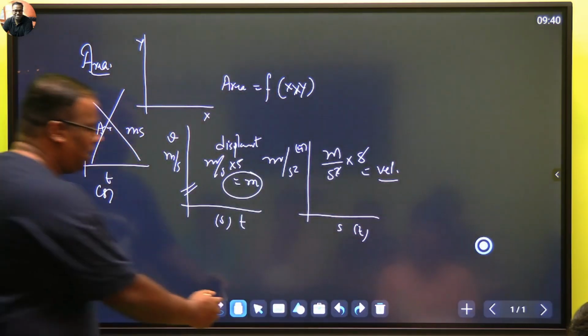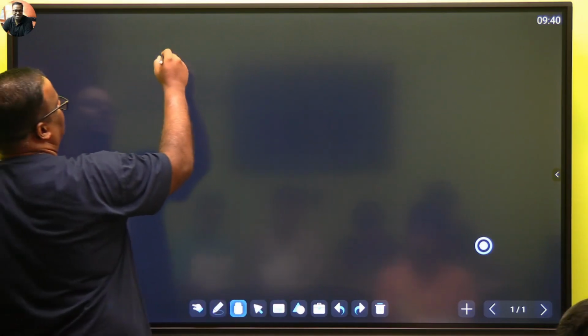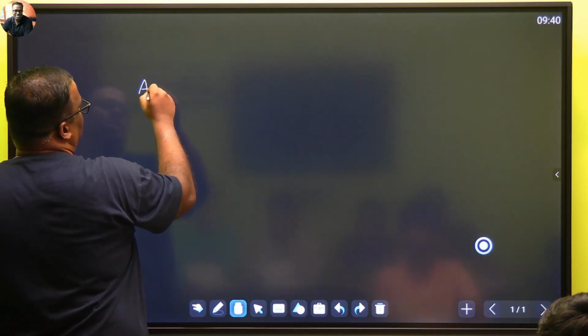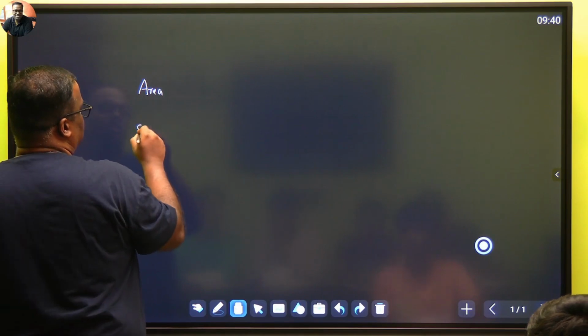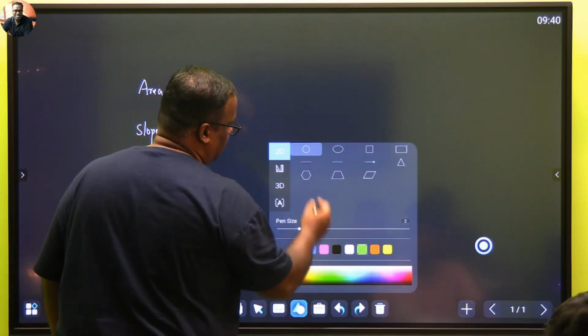So if we summarize all these things into a chart, say for example this is area and this is slope, you will find it very interesting. Let's make it and see.